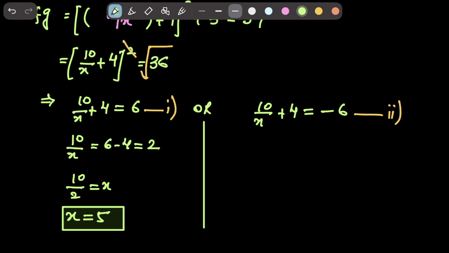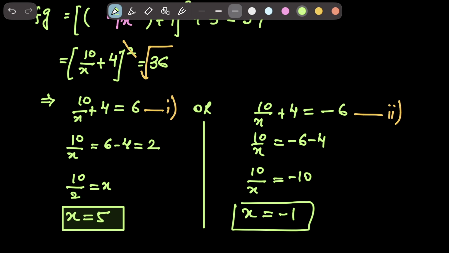I will write 10 over x as it is. This time minus 6 minus 4 will give me minus 10. 10 over x gives you minus 10. When I solve it further, I get x is equal to minus 1. Okay, now let's move back to the question.